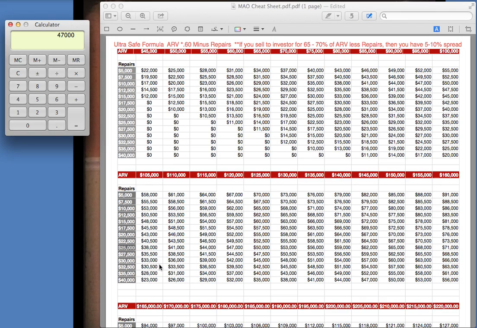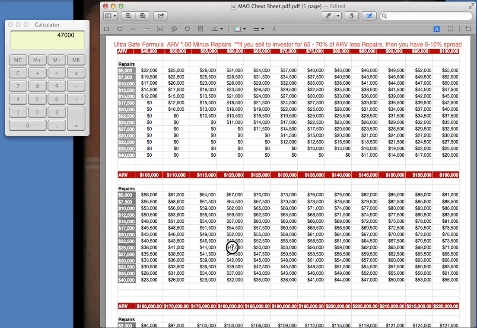What this sheet does is allow you to quickly find the maximum allowable offer without a calculator. So you have $120,000 and the repairs are $25,000, and just like a multiplication table, you use it in the same way. Bam. There is your maximum allowable offer to the seller, $47,000. So you may start negotiating with the seller somewhere around $37,000 or $40,000 in order to end up at your maximum of $47,000. That's the most that you can pay the seller and still be in the safe zone and know that you didn't pay too much for the property.